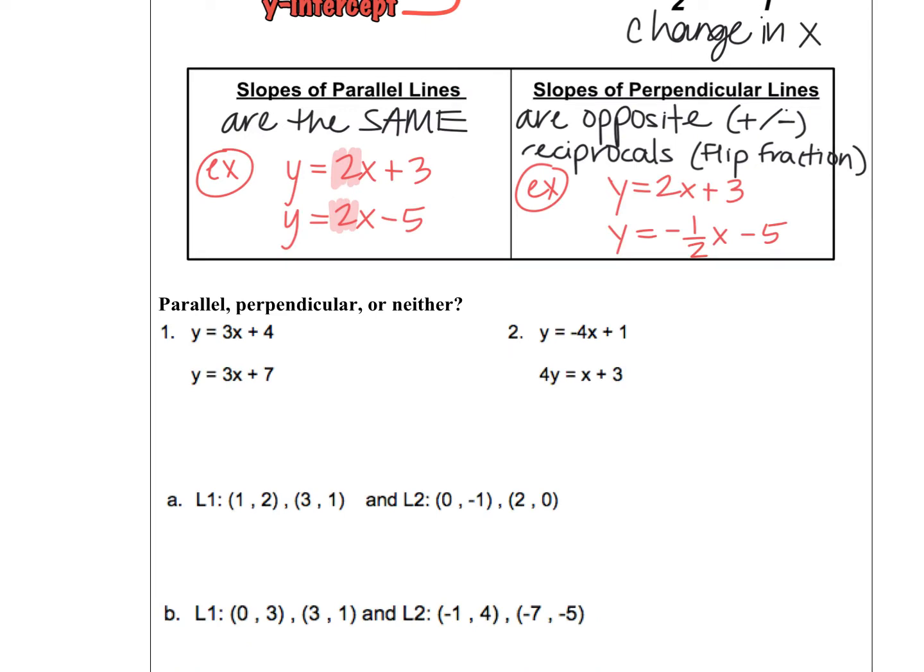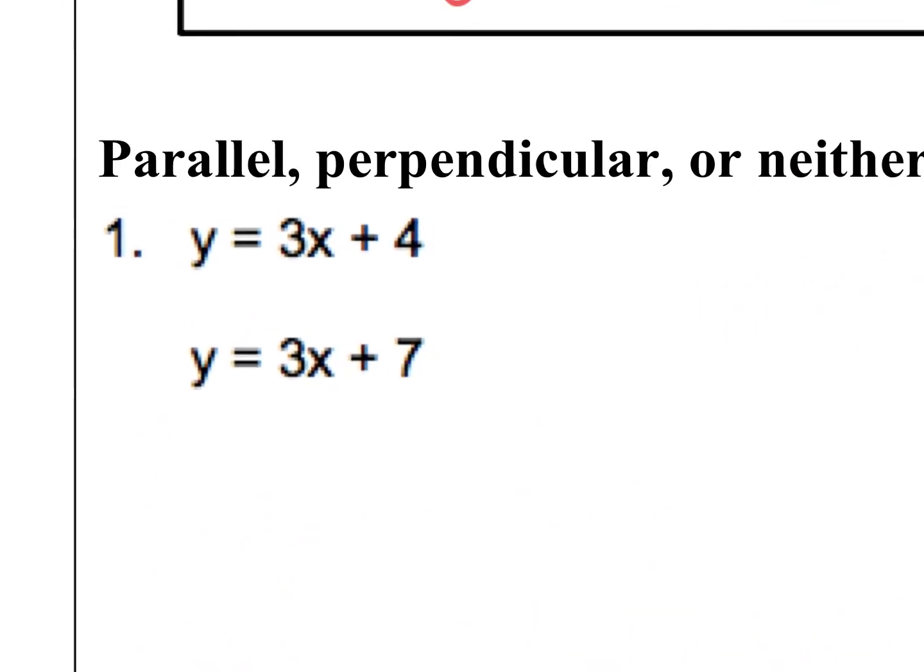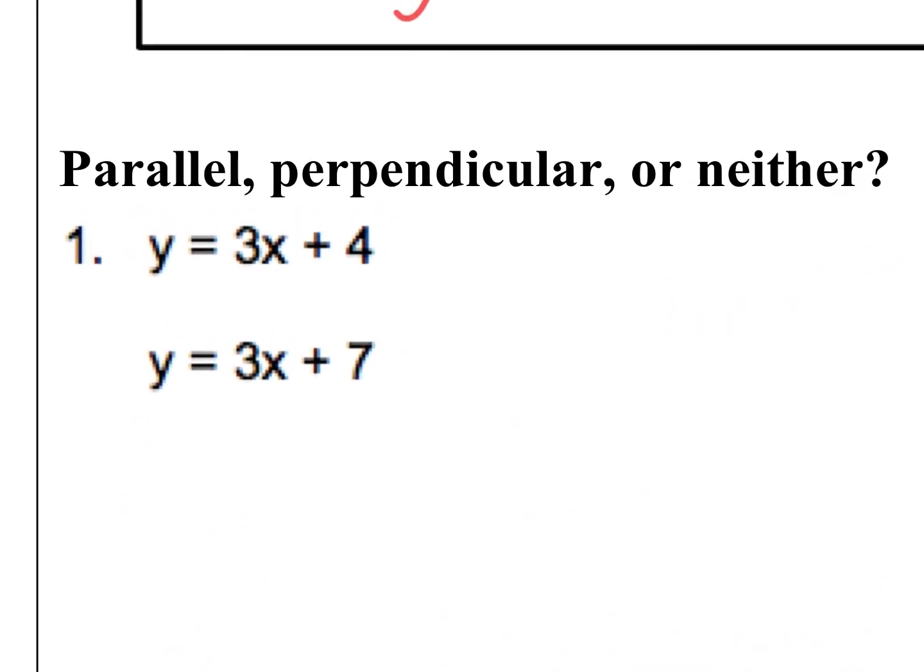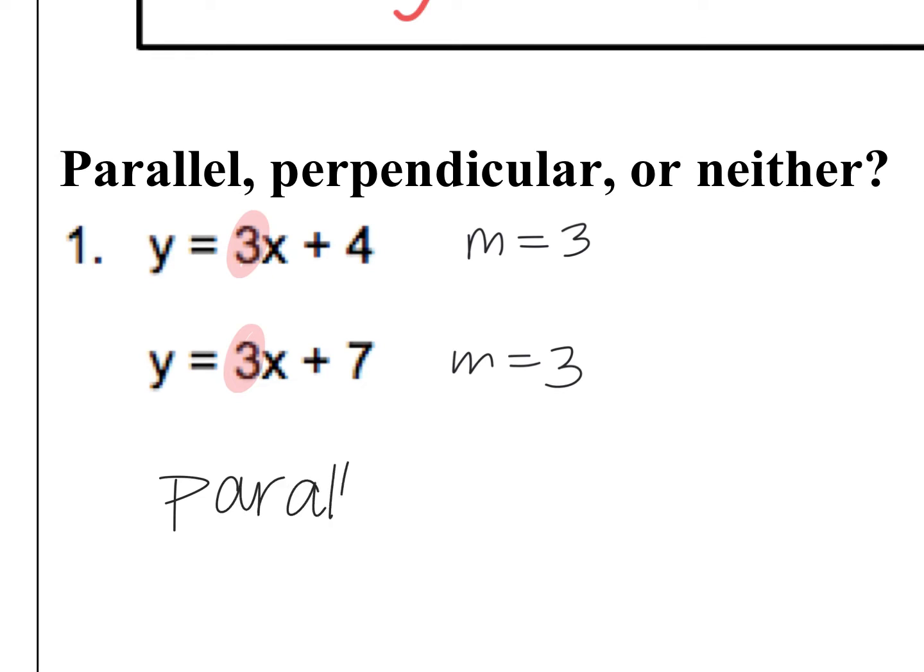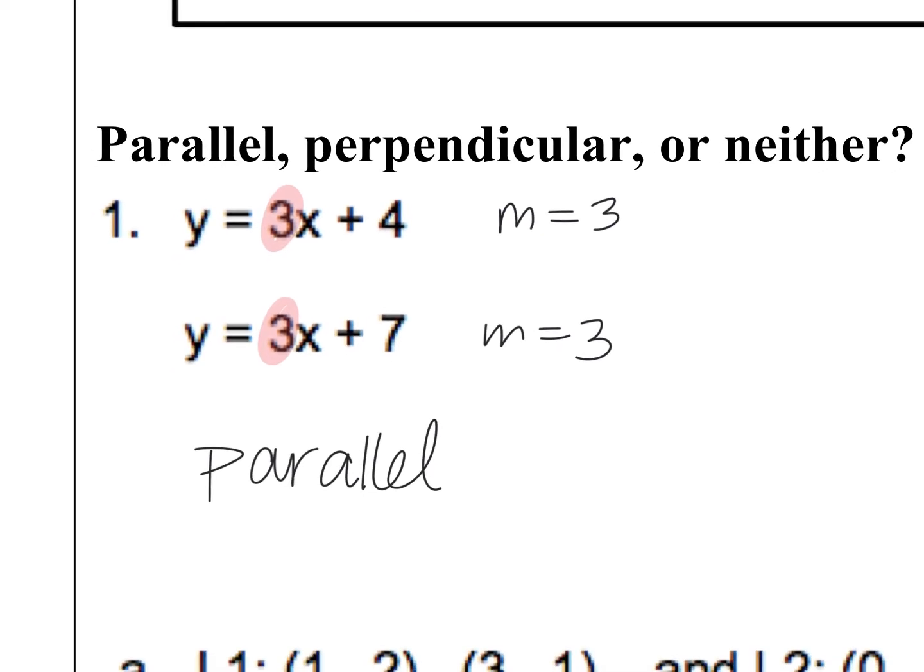Okay, looking at number 1, parallel, perpendicular, or neither, you need to know which of these numbers is actually your slope. It is the number in front of x. So my slopes here are 3 and 3. So are they parallel, perpendicular, or neither? Parallel, because they are the same. Good job. Okay. Onward.